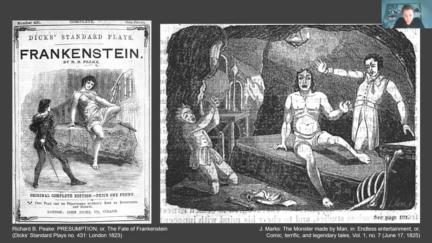And yeah, the title for Peake's Presumption in the Dick Standard Plays edition shows the idea of a savage and a strong, yet handsome and seductive slash creepy young man. He just broke through the handrail and comes now down the stairs, whose looks resemble a Greek ephebe, so a young Greek man, which engaged in sports in the arena. And it resembles more those ephebes and also this ideal stature of mankind and man than a creature made from the deceased and buried and excavated body parts.